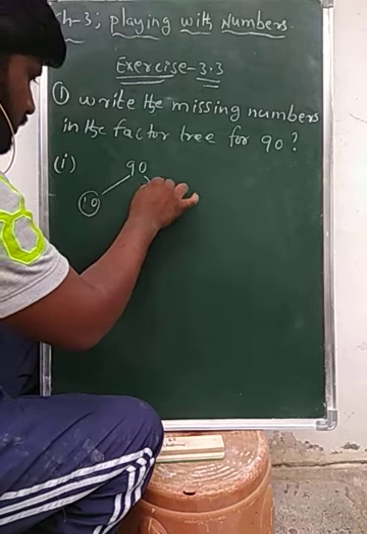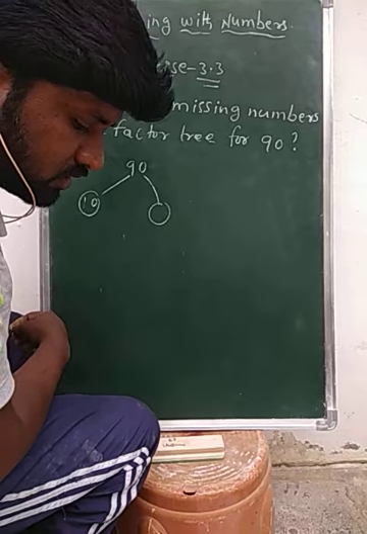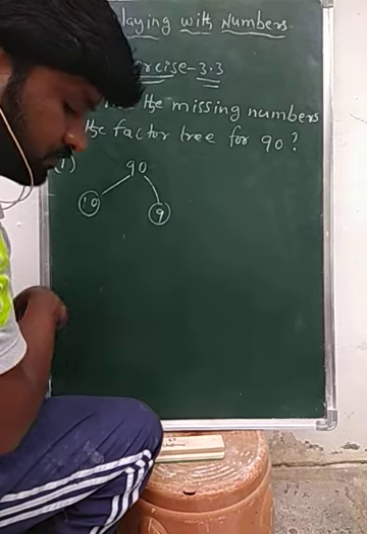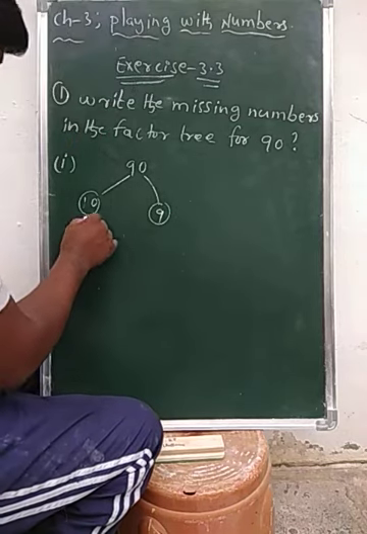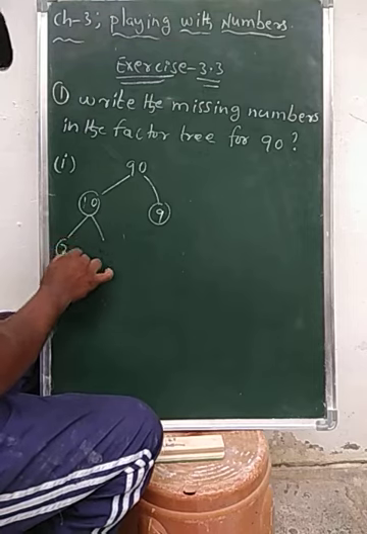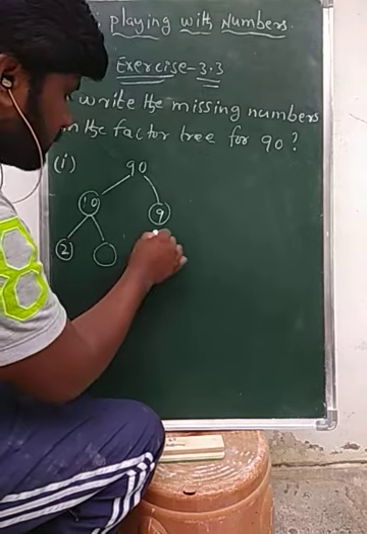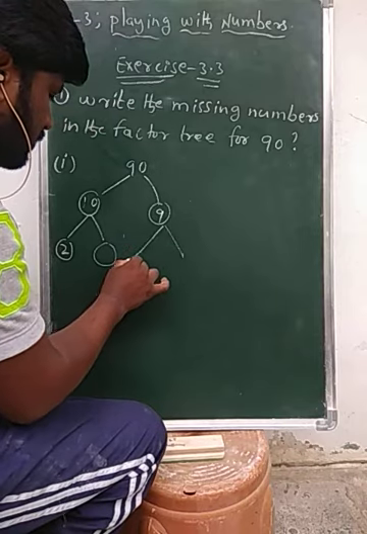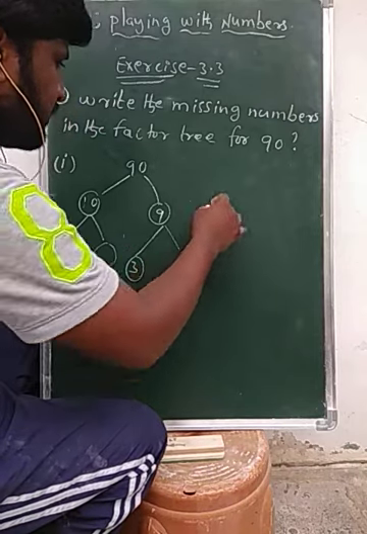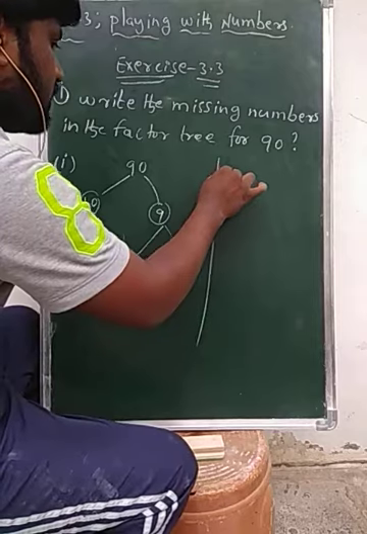Again, an empty circle is given here for 10 and 9, and again we write it as 2, and the empty circle is given, 3, and the empty circle is given. This is the first question.